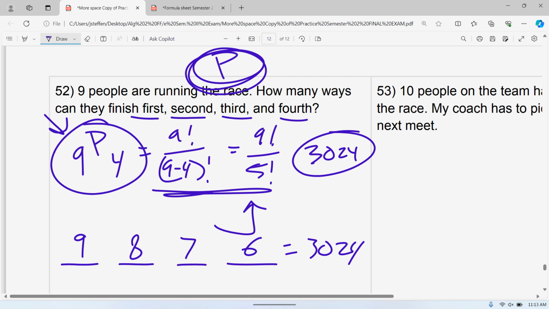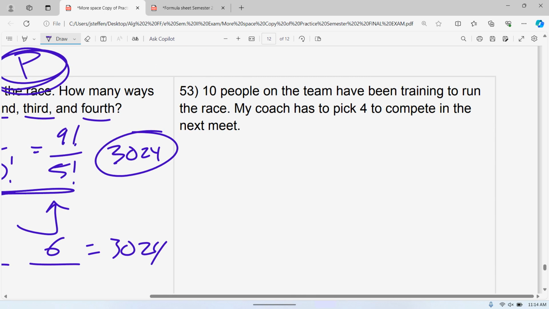10 people on the team run the race. My coach has to pick 4 out of the 10 to compete in the next meet. The order doesn't matter because he's just picking 4 to compete. There's no first, second, third, fourth. There's no president, secretary, vice president, none of that. It's just picking 4 people. So 10 combination 4.